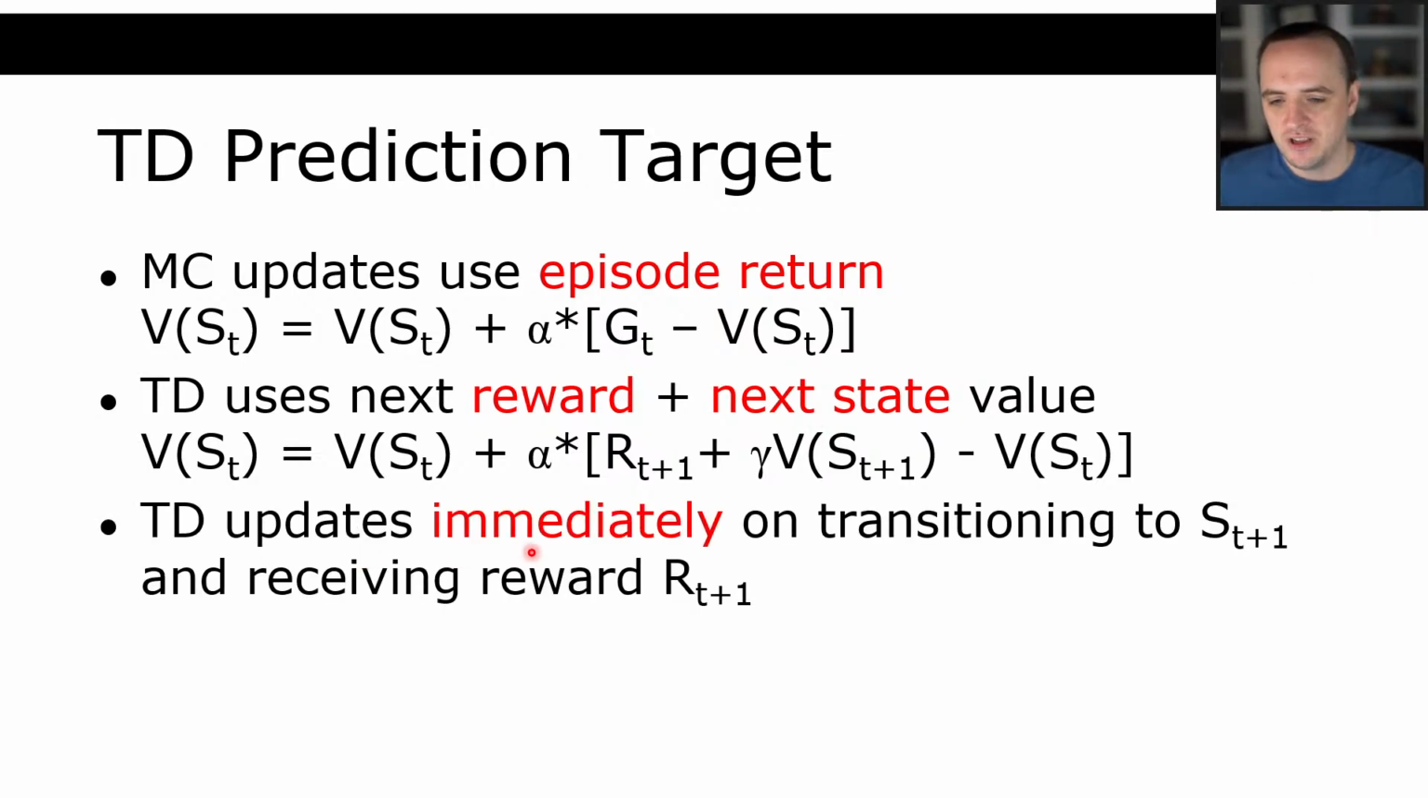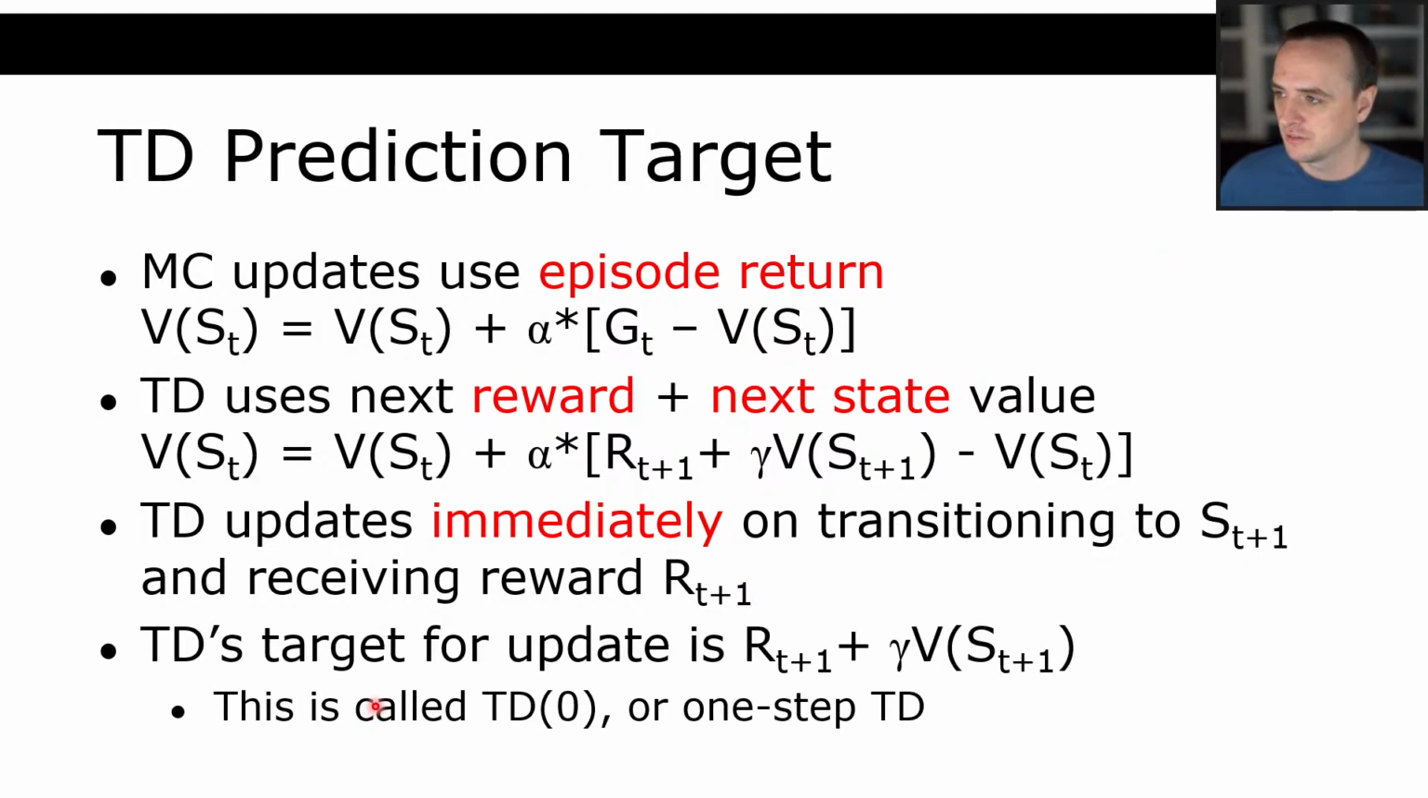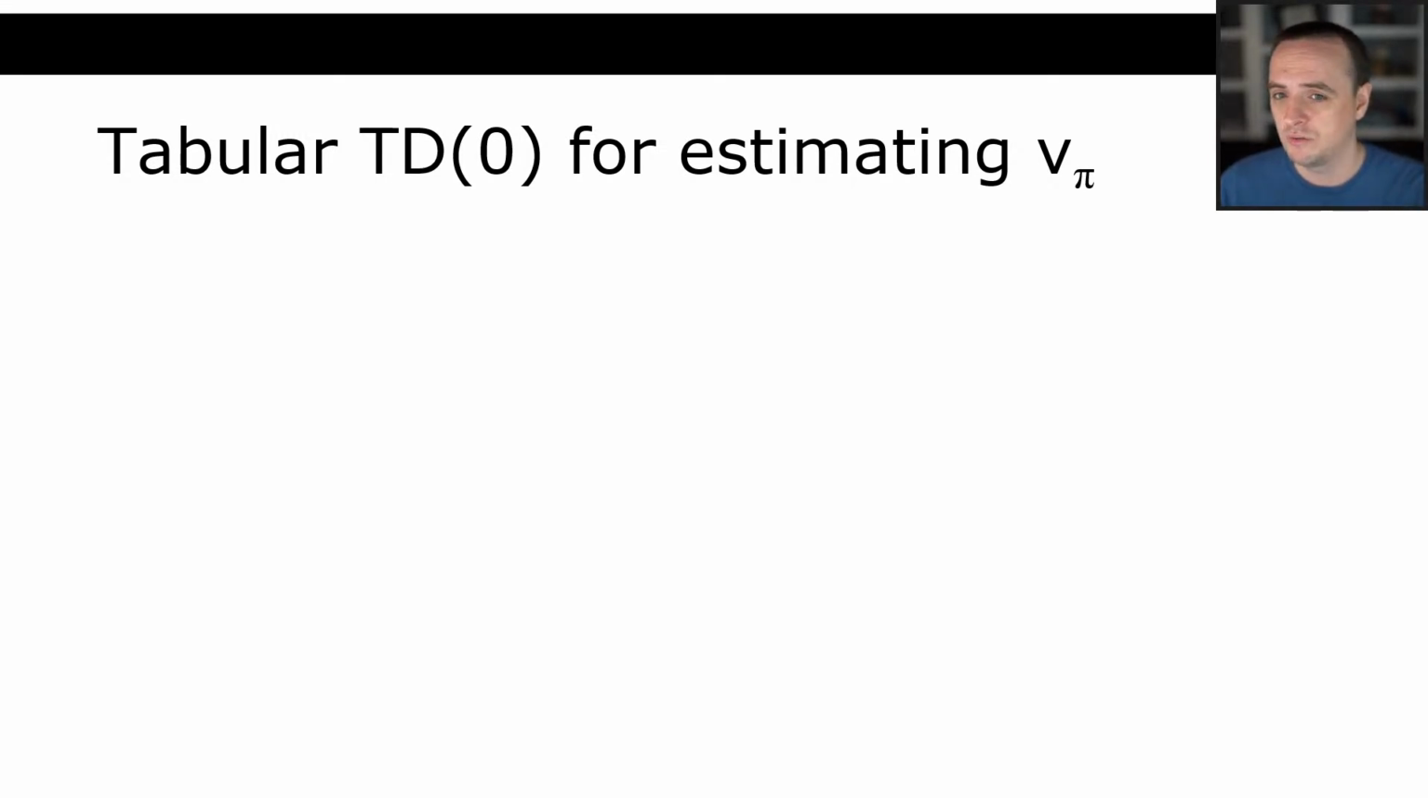So TD updates immediately after transitioning to state S_{t+1} and receiving reward R_{t+1}. And the target for the update is this value, okay? And this is called TD(0), or one-step TD. In the book, they go beyond TD(0). They actually have TD(lambda), which is a parameterized algorithm that weights things based on this parameter. We're not doing that. We're doing one-step TD for this course. I'm not going too deep into temporal difference learning. So tabular TD(0) for estimating V, which is the value of a policy.